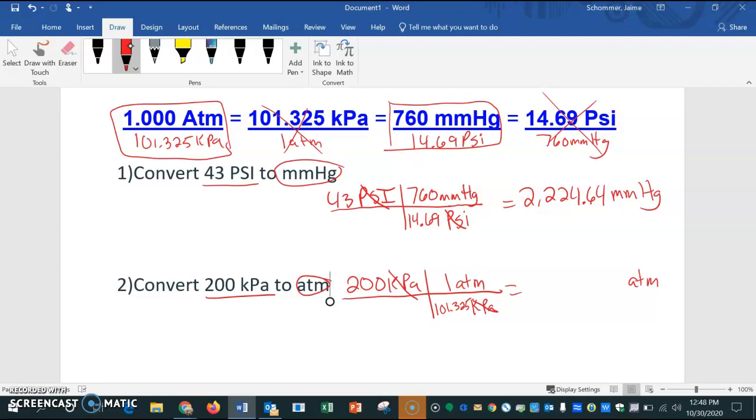Take all your top numbers, multiply them, and then divide them by your bottom numbers multiplied. Okay, so 200 times 1 divided by 101.325 gives me 1.97 atmospheric pressure. It's almost 2, right? It's almost double. So I can tell it's a lot higher. So I should have the correct answer.